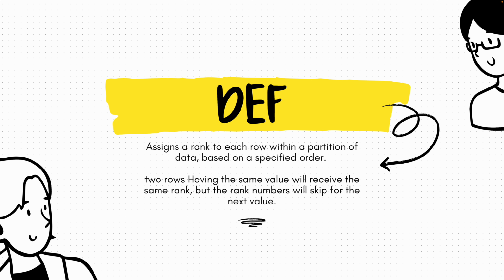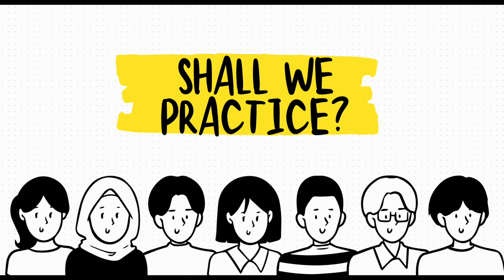It's important to note here that two rows having the same value will receive the same rank, but the rank numbers will skip for the next value. We will understand this with an example, how rank works and how it is different from other fellow window functions which are used for the same purpose. Let's start with an example.